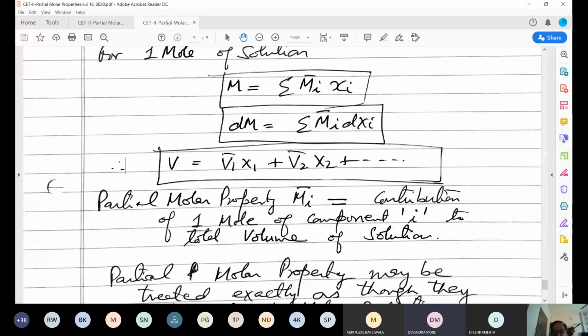Sir, 24.025 into 10 raised to minus 6. Correct. Correct. So everybody should get this answer. आया सर. आया ना? हाँ. और किसका आया?